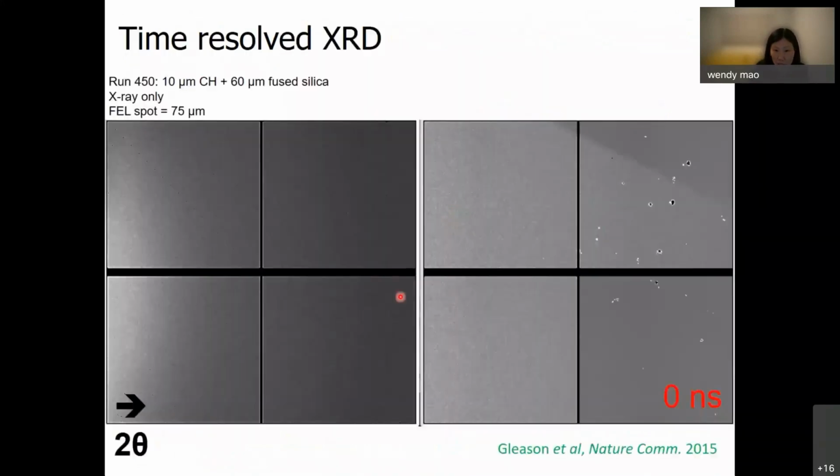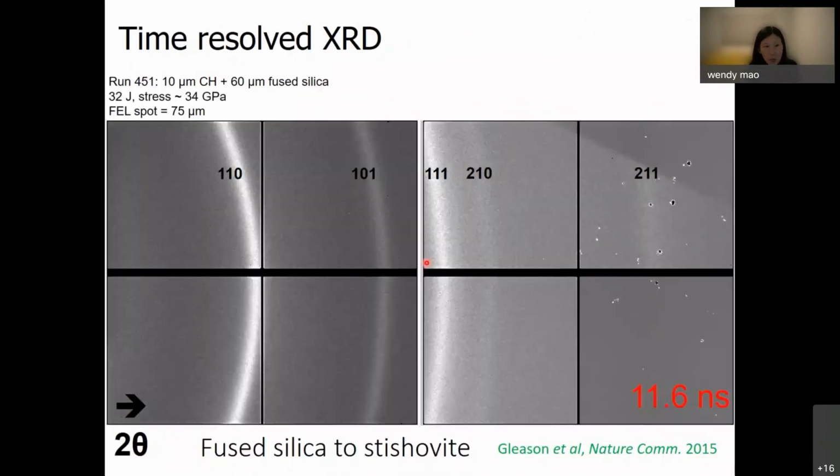And so here are just some X-ray diffraction data where we started with a fused silica starting material. So it's a glass, there's no sharp diffraction lines. You're not supposed to see anything in these panels because this is before the shock wave has been launched into the sample. But then 11.6 nanoseconds later, on the sample that was compressed up to 34 GPa, you can now see these diffraction lines or diffraction rings, and this is crystallized as stishovite, so octahedrally coordinated SiO2 phase. Also, the rings are quite smooth, so no evidence for preferred orientation or texture.